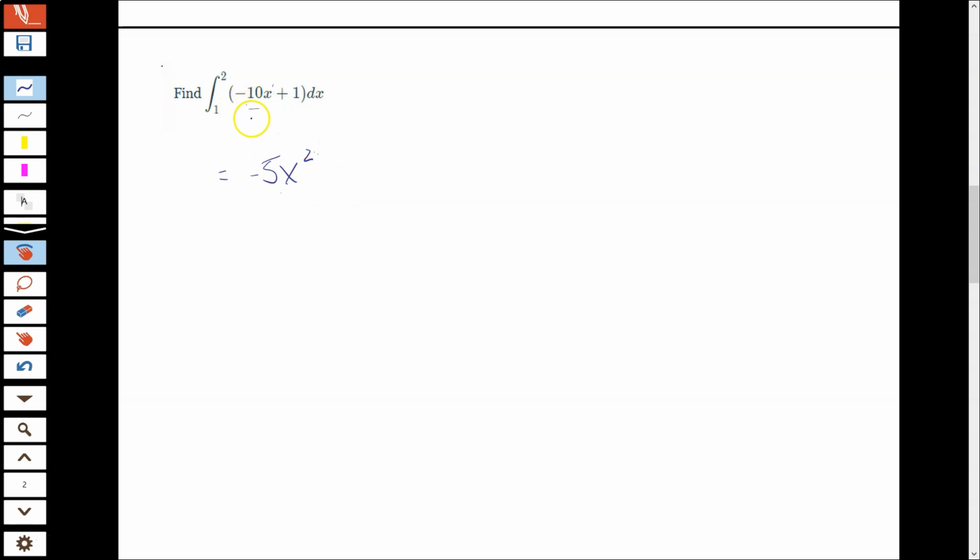The general rule for this would be add 1 to the exponent and then divide by it. So I'll type that: add 1 to the exponent and then divide by it. Okay, so that's how I got from negative 10x to negative 5x squared. And then plus 1, well, that's just like our last one. So the antiderivative of plus 1 is just plus 1x, right? Because the derivative of 1x is 1.